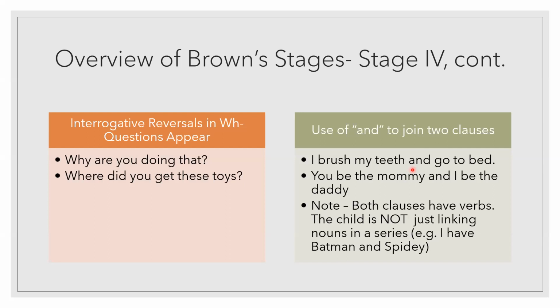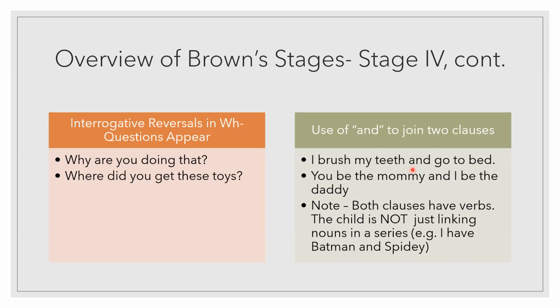Now, one of the things where you can get in trouble with this also is that a lot of times kids will use "and" as an utterance starter, not as an actual conjunction. So they'll say things like, "I brush my teeth, and sometimes I go to bed after that."